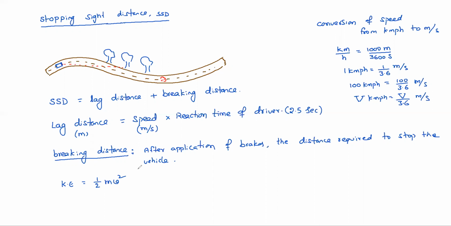Where will this energy go? Some work has to be done to kill the kinetic energy. Work is force into displacement. The force is nothing but the braking force. The vehicle weight is mg. Suppose the vehicle is there like this on the road.